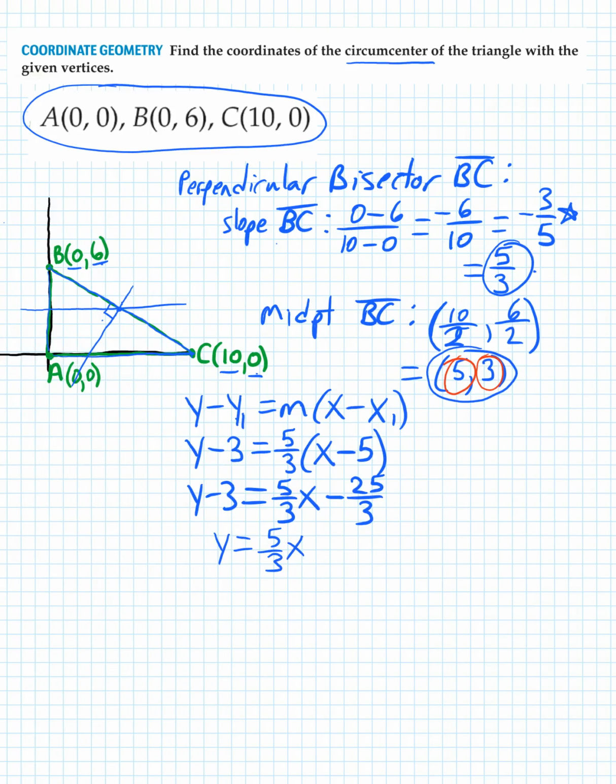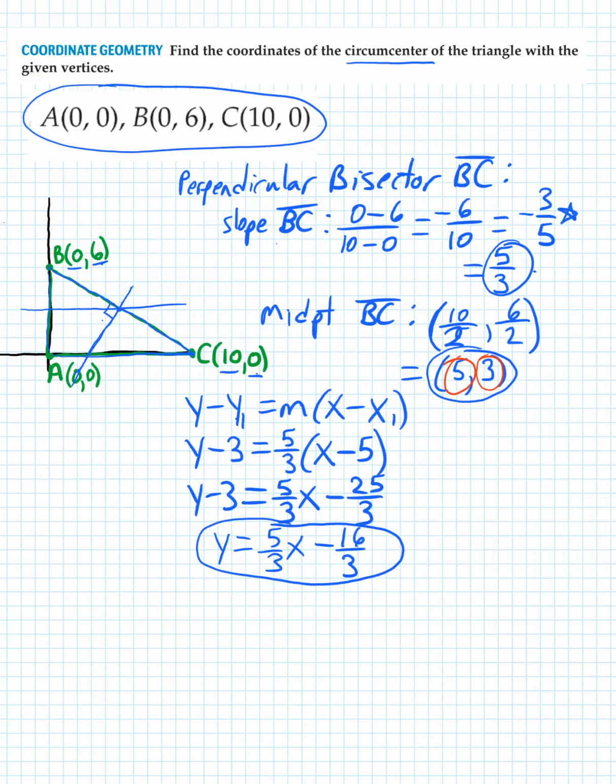5/3 x. And if you want to put in this calculator, I can do that right now for you, so we don't have to deal with fractions here. -25/3 plus 3. And that gives us -16/3. So -16/3. All right, so that was kind of challenging, but we found the equation of one of our perpendicular bisectors. That is the equation of this line we drew here.